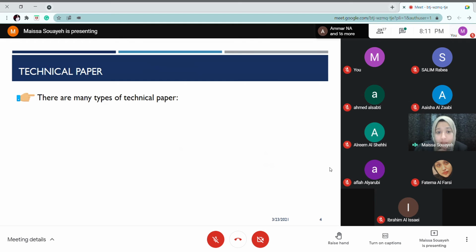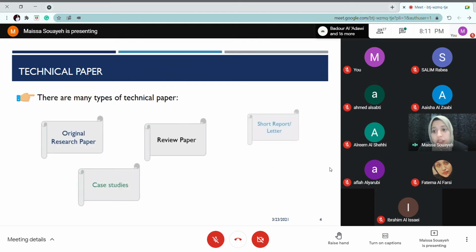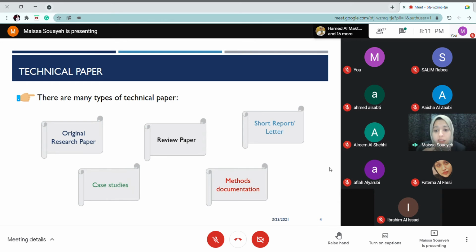Okay, there are many types of technical paper, because in the definition it's a document, so it comes in different forms. It can be an original research paper. Usually this is when you do research yourself, so that's why it's called original. So the results you're going to present are actually your own results.